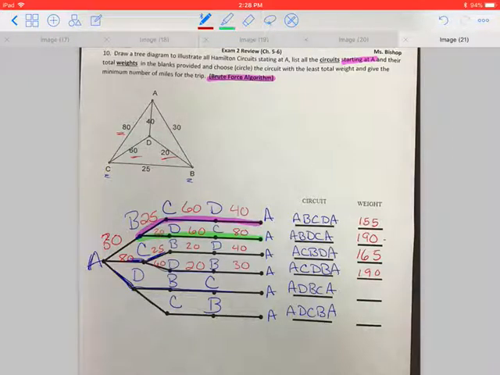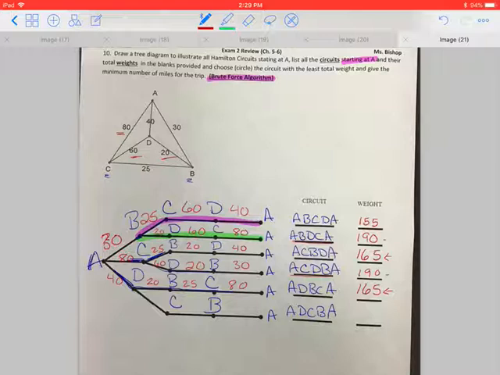So notice these two are the same. And if you look at your two circuits, one of them should just be a reversed version of the other. So it's a little bit of a check. You should get each weight twice. All right, so moving down to my last two, A to D is 40. D to B is 20. B to C is 25. C to A is 80. And if I add all of those up, I get back the 165. So I can check and make sure that those are the same circuit in reverse order.